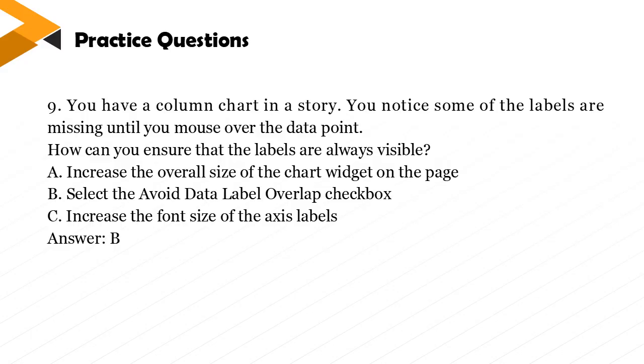9. You have a column chart in a story. You notice some of the labels are missing until you mouse over the data point. How can you ensure that the labels are always visible? A. Increase the overall size of the chart widget on the page. B. Select the Avoid Data Label Overlap checkbox. C. Increase the font size of the axis labels. Answer: B.